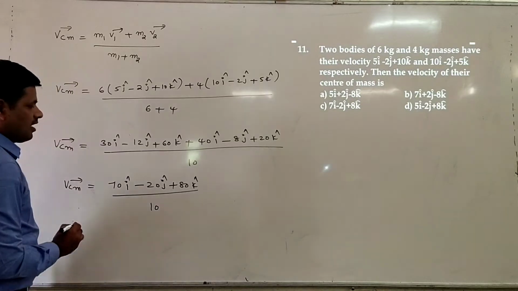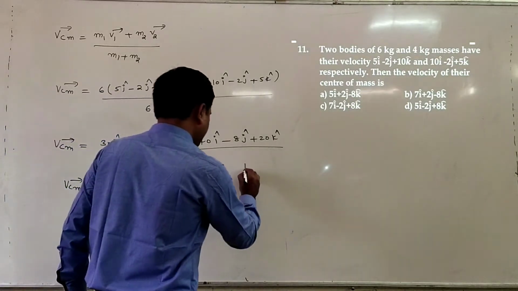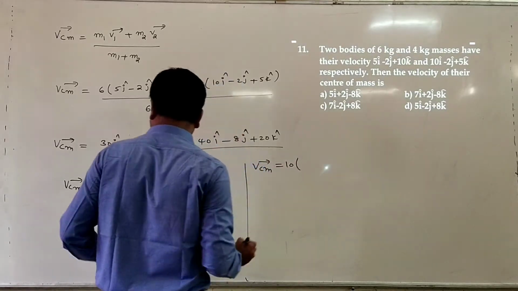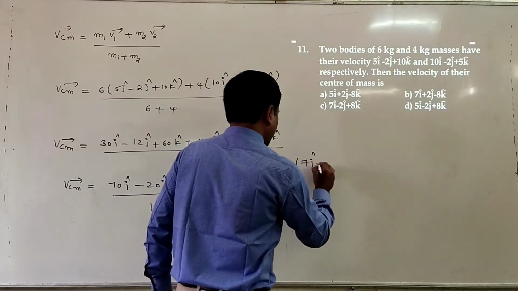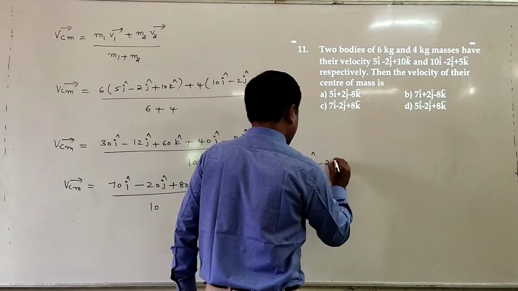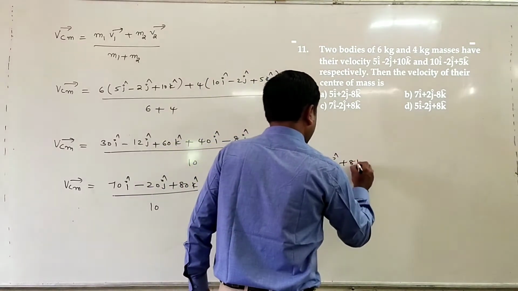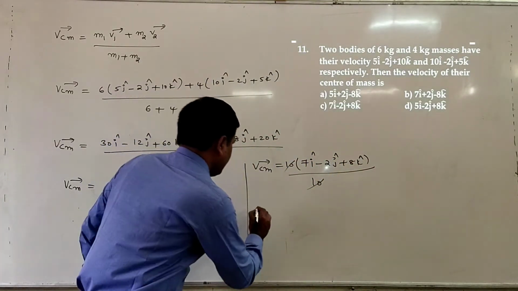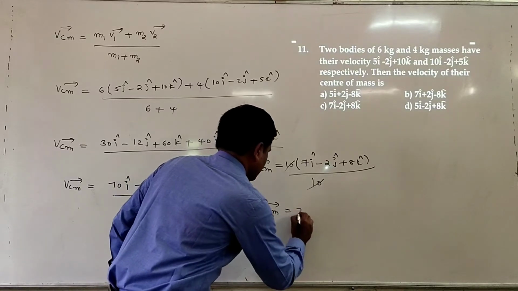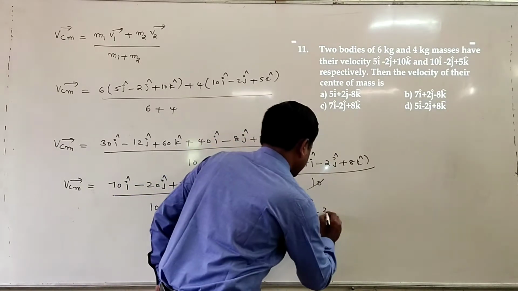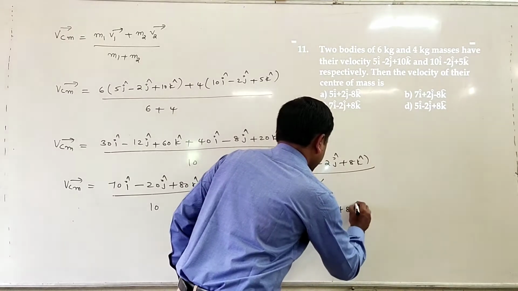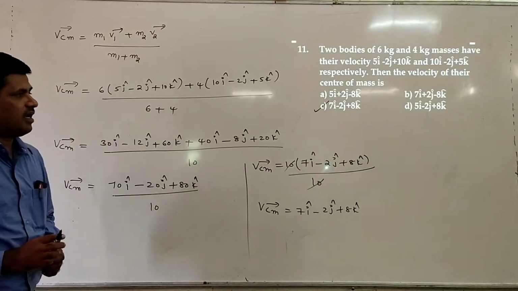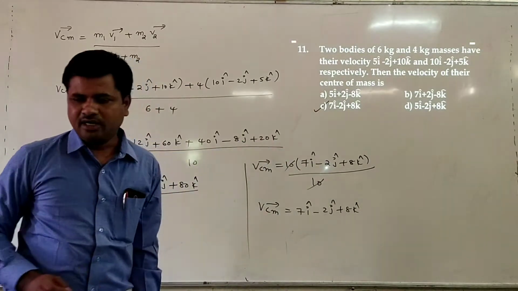Now, taking 10 common, what value do we get here? Writing VCM bar is equal to 10 taking common: 7 i cap minus 2 j cap plus 8 k cap by 10. The 10 gets cancelled. Remaining VCM bar is equal to 7 i cap minus 2 j cap plus 8 k cap. Which option is correct here? C option is correct: 7 i cap minus 2 j cap plus 8 k cap.